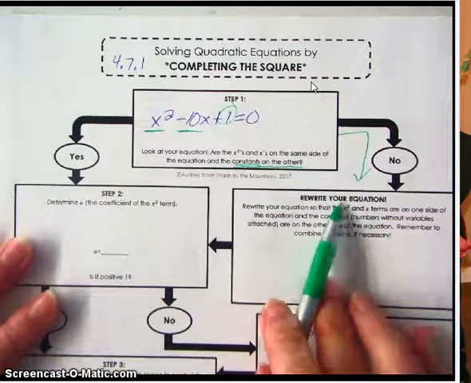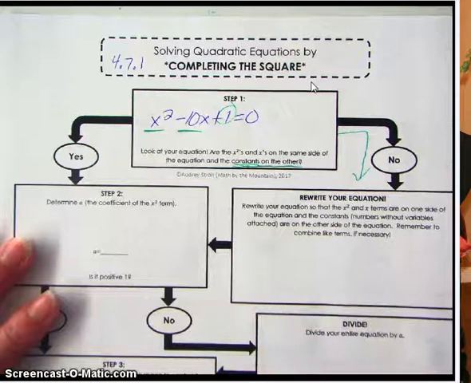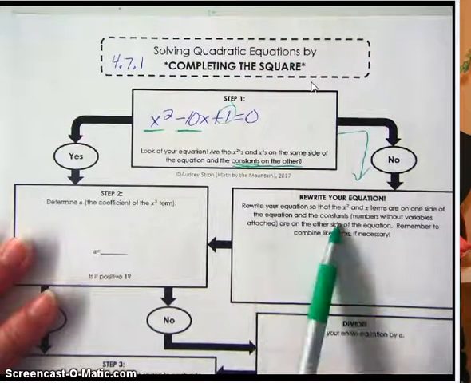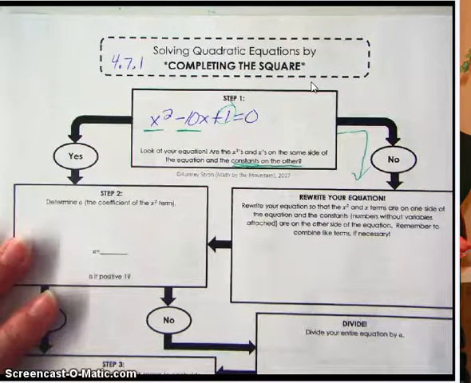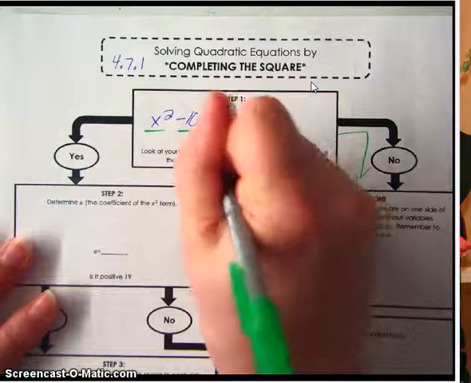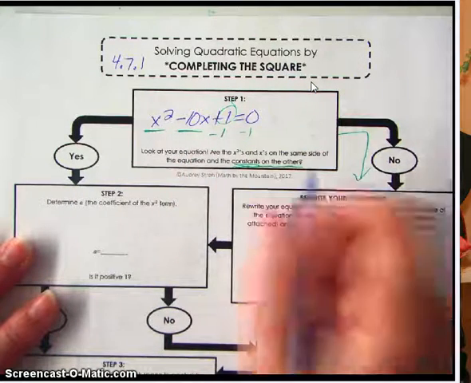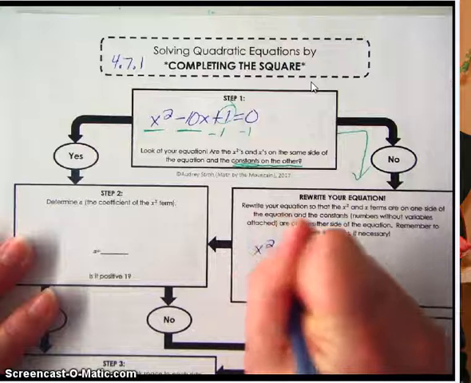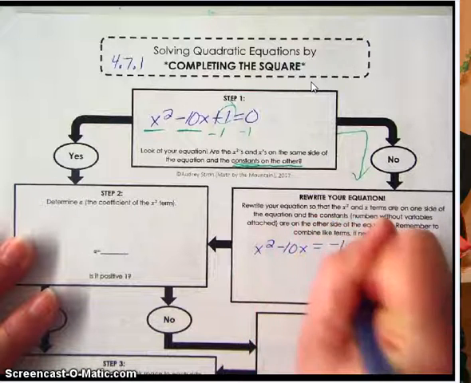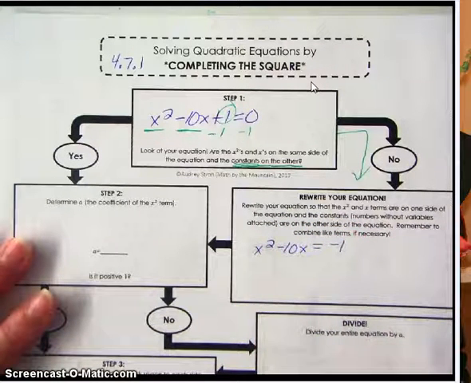If it's no, then rewrite your equation so that x squared and x are on one side and the constant's on the other. Okay? So that means I have to get this 1 to the other side of the equation. I'm going to subtract 1 from both sides, which gives me x squared minus 10x equals negative 1. And then my arrow is pointing this way.